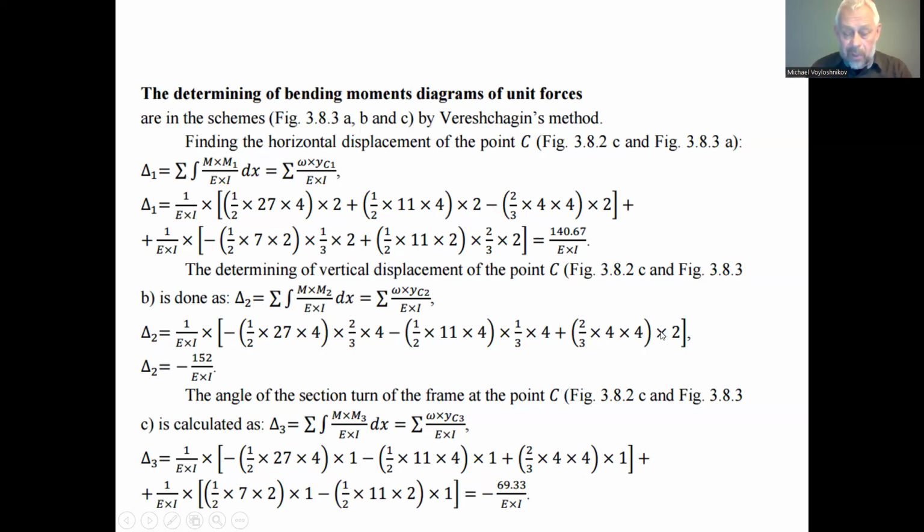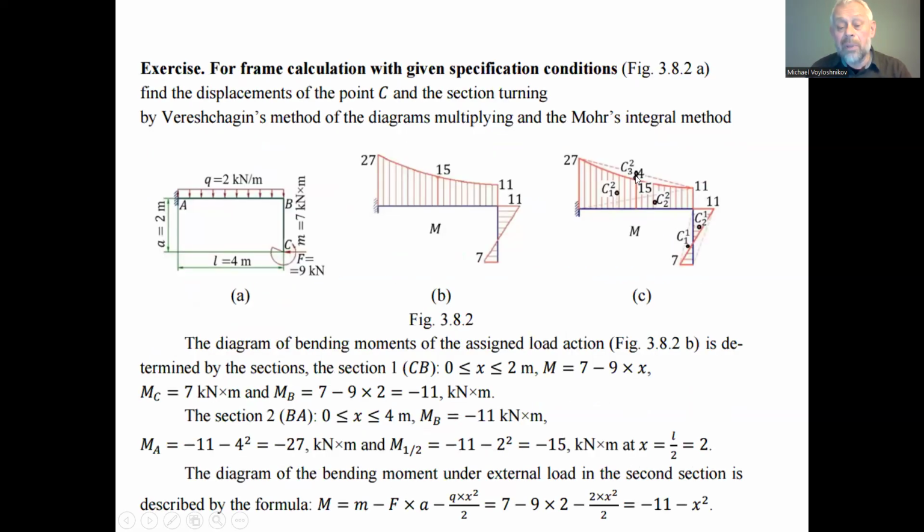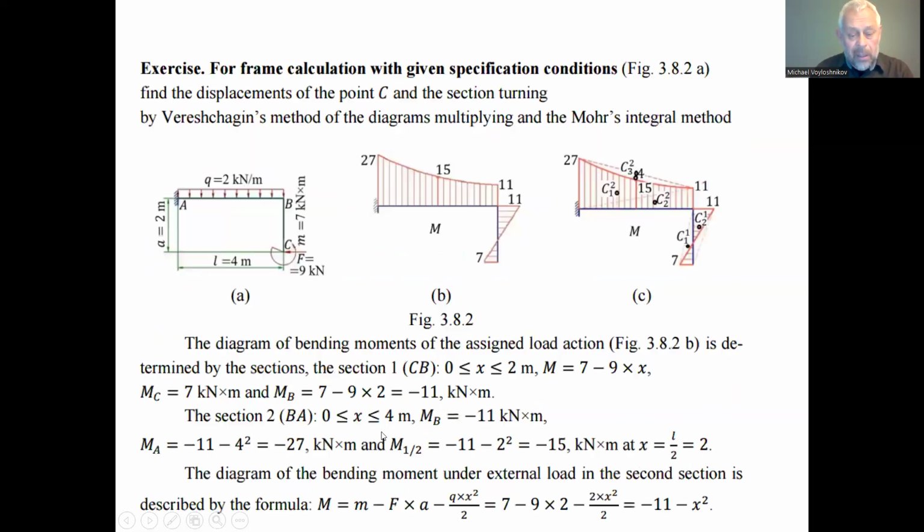This is the area of the parabolic segment, and this is 2. 2 is the magnitude in the middle of this bending moment diagram and action of unit force, as the center of the area of the subtracted parabolic segment is in the middle of the length of the mechanical system element AB. And after the calculations, we have the displacement in the second direction, in the vertical direction of the point.